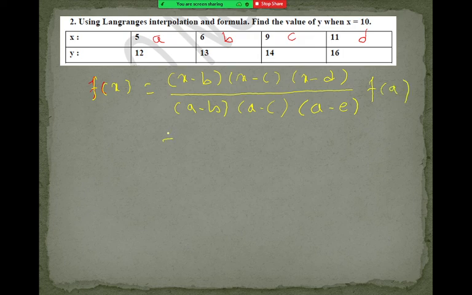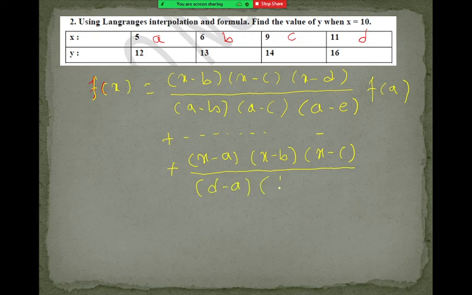So similarly, the other terms come. What will be the last term? Last term in the formula? So x minus a into x minus b into x minus c upon d minus a, d minus b, d minus c, into f of d. So there is some symmetry in the formula. If you remember one term, the remaining terms are similar, you can write them.